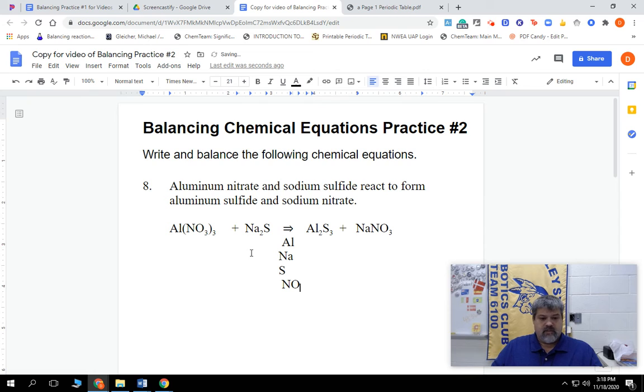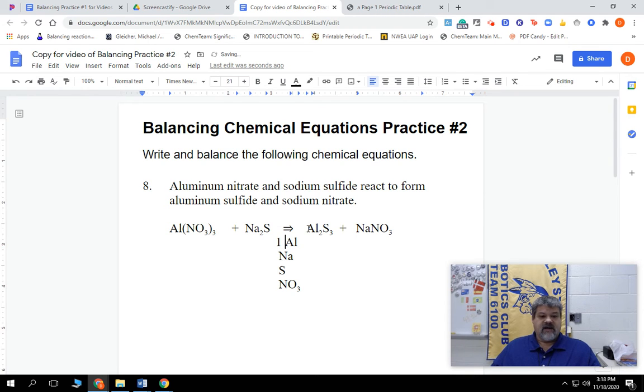NO3. That is our nitrate. So if we look at this, I have aluminum here, I have nitrate down here, I have sodium right here, Na, and I have sulfur right here. So we're going to go ahead and write down how many we have of each kind on each side of the equation. So on this side of the equation, aluminum right here, no subscript, so I only have 1.